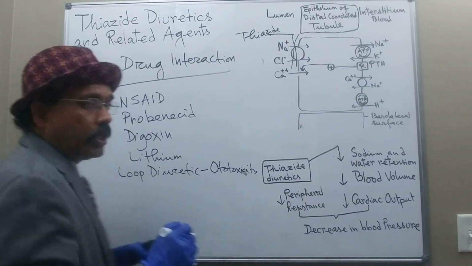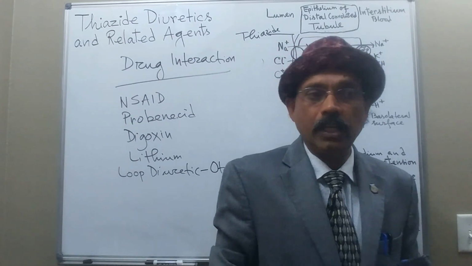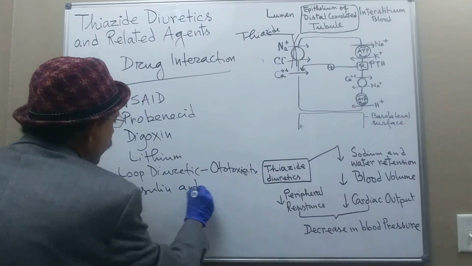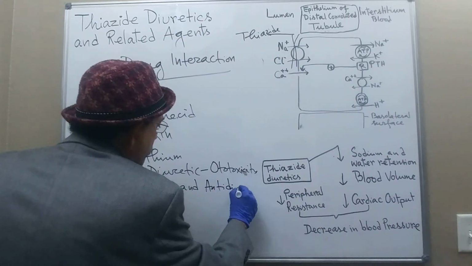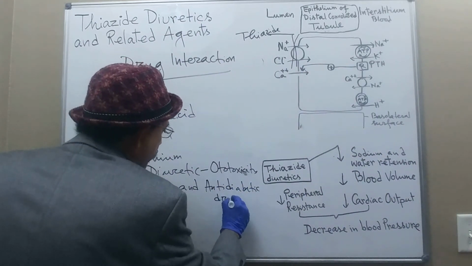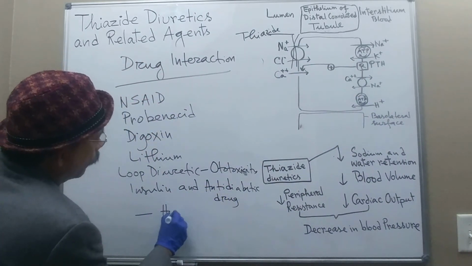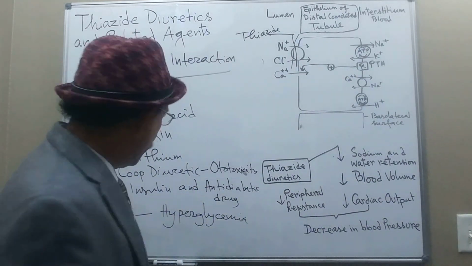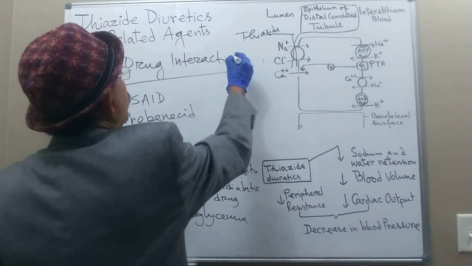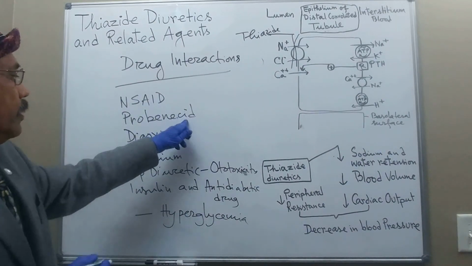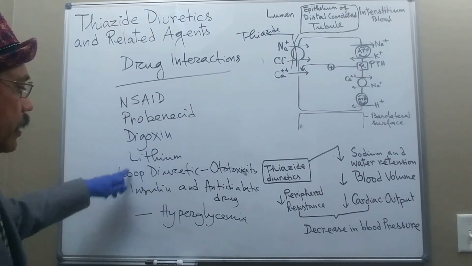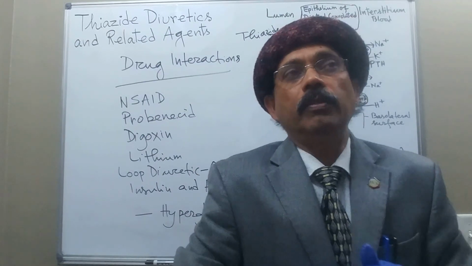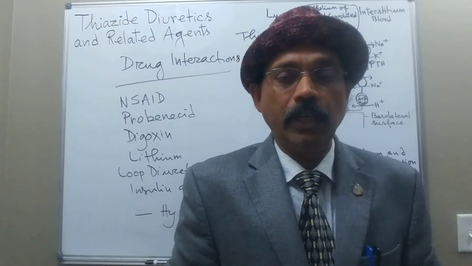Also, in a patient who takes medication like insulin and anti-diabetic drugs, in that condition there may be more hyperglycemia. Okay, so these are the adverse effects and also the drug interactions that are very important to us: NSAIDs, probenecid, cardiac glycosides, lithium, loop diuretics, insulin and anti-diabetic agents. And that's all about the pharmacology of the thiazide diuretics and related drugs.